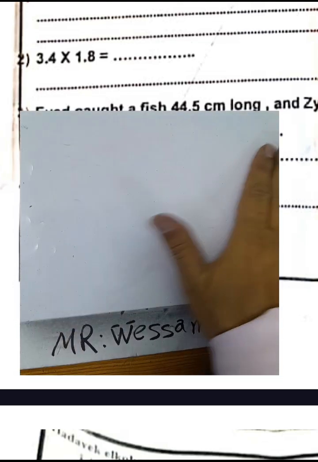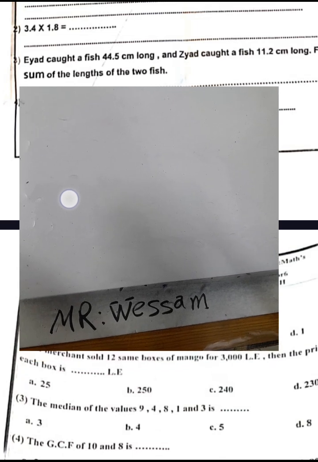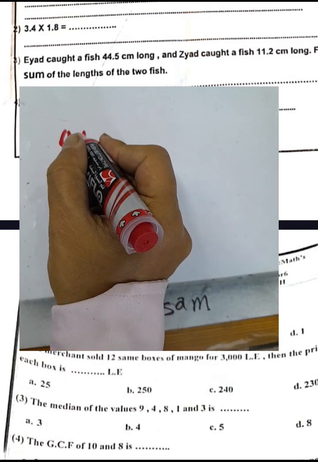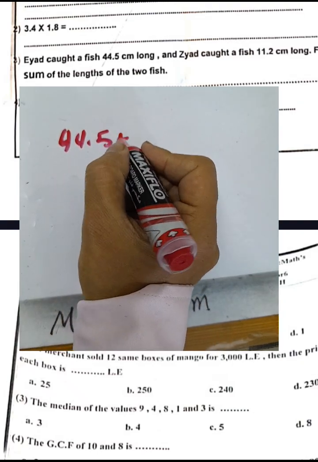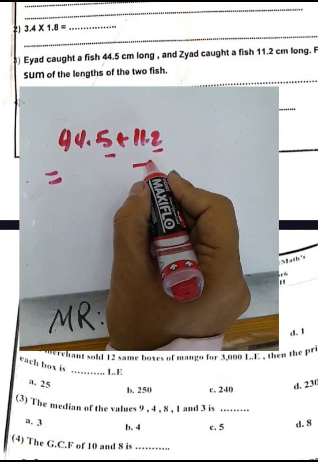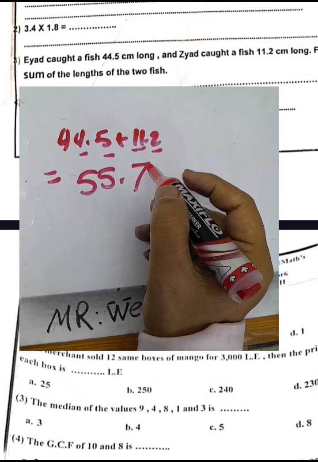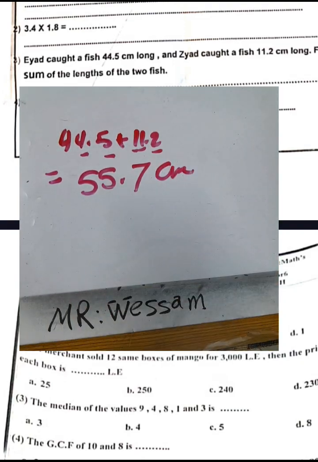Next example. Iyad caught a fish 14.5 centimeters long, and Ziyad caught a fish 11.2 centimeters. Find the sum of the lengths of the two fish. We can find the sum by adding the lengths, 44 and a half centimeters plus 11 and 2 tenths. Okay, we can find the sum of them. 2 plus 5 is 7, 1 plus 4 is 5, 1 plus 4 is 5. The result will be 55 and 7 tenths centimeters. It is the sum of the two of them.